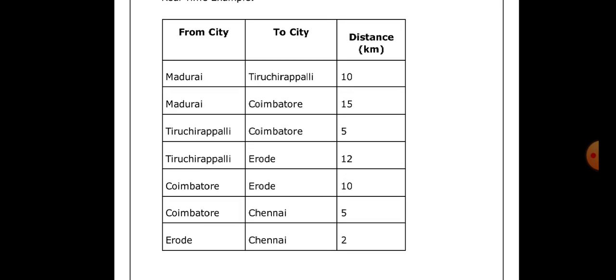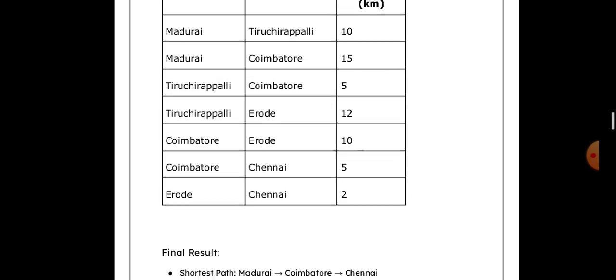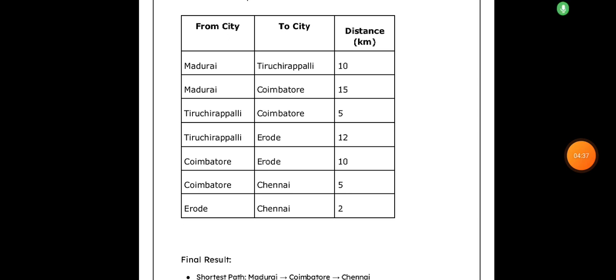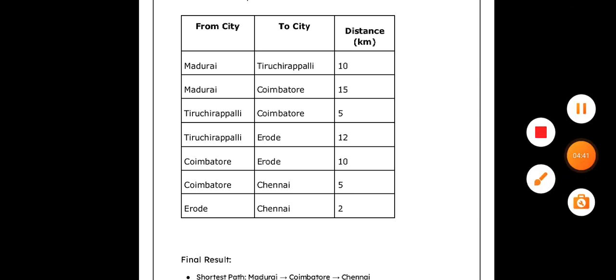I am taking my starting location as Madurai, and I choose Coimbatore, which has a distance of 15 km. Then I reach Coimbatore, and I will choose from Coimbatore to Chennai, which has a distance of 5 km. So the final result is that the shortest path will be Madurai to Coimbatore and Coimbatore to Chennai. The total distance covered is 20 kilometers. This is how we calculate the Dijkstra algorithm in the program.